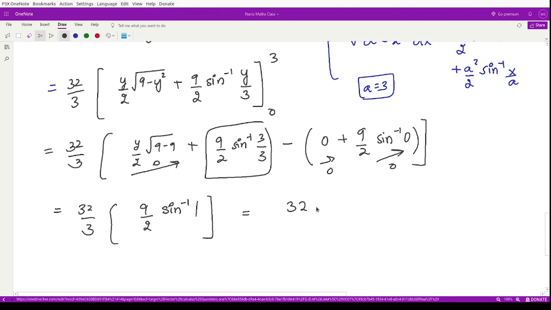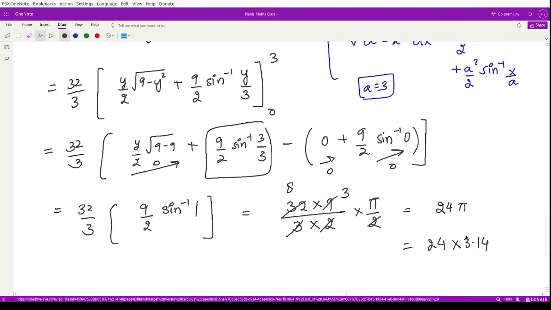So that is 32 into 9 divided by 3 into 2 into pi by 2. So you see, this 9 and 3 cancel out, this and this cancel out. So 4 by 3, that is 8. So we are left with 24 pi. Now when you substitute the value of pi as 3.14 or another approximation, your answer would be something near 75.4, right?